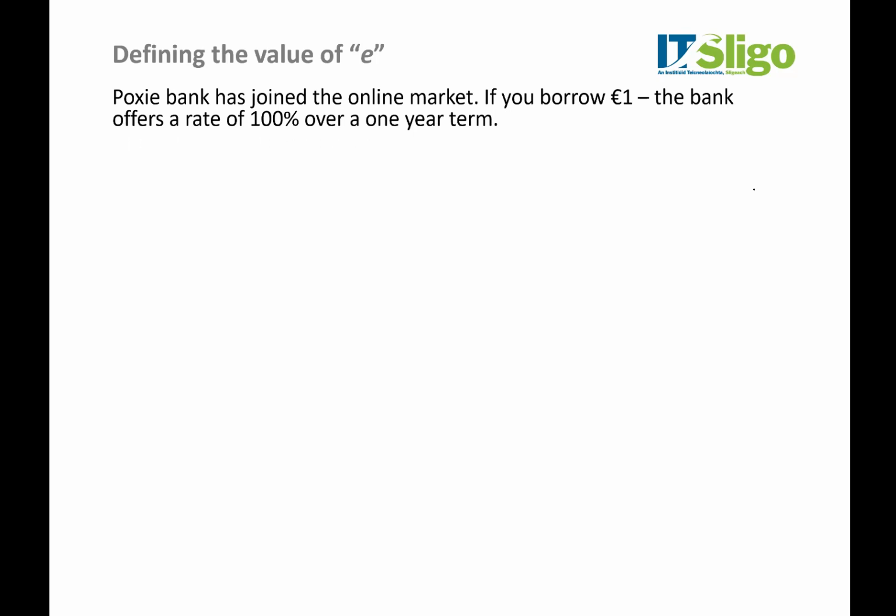First of all, we're just going to show where the value of e comes from. So I've invented this example of a bank. A bank, Poxy Bank, has joined the online market. And if you borrow €1, the bank offers a rate of 100% over a 1-year term. So you'd expect, you borrow €1, at the end of the year you'd pay back your loan of €1 and 100% on top. So you'd think you'd have to pay back €2 at the end of the year.